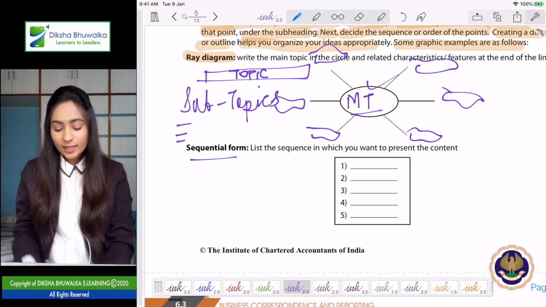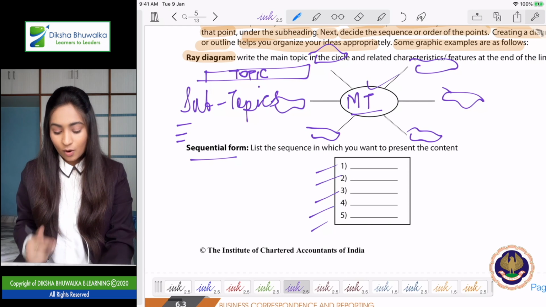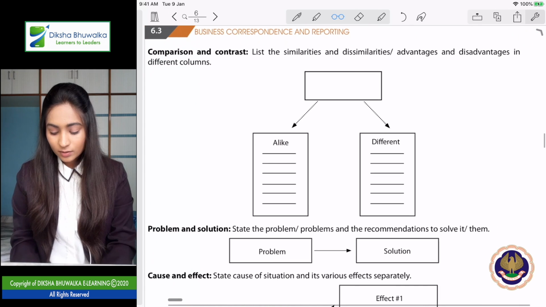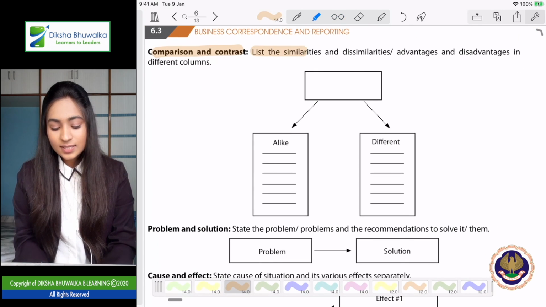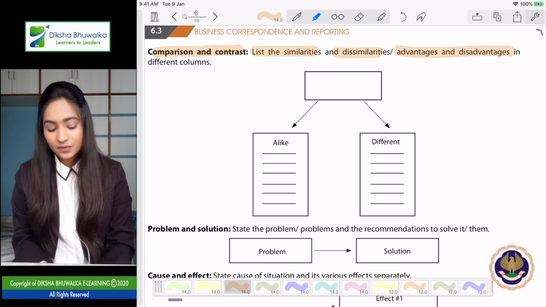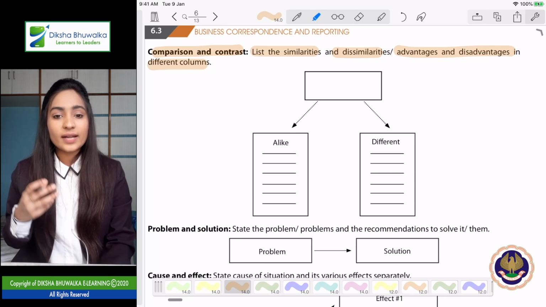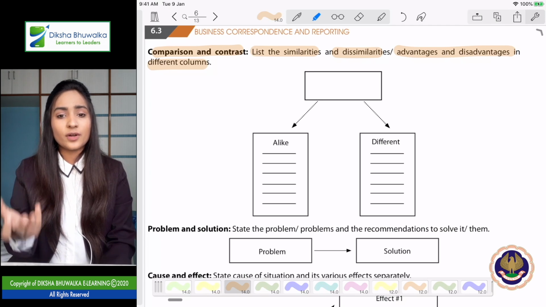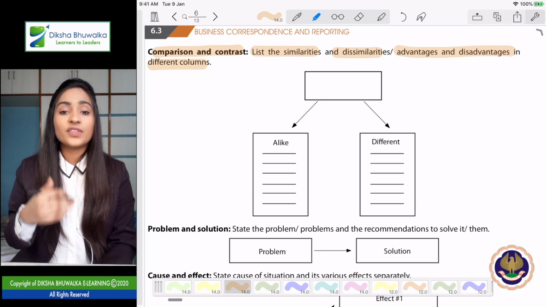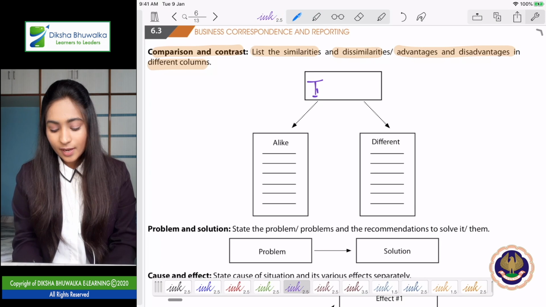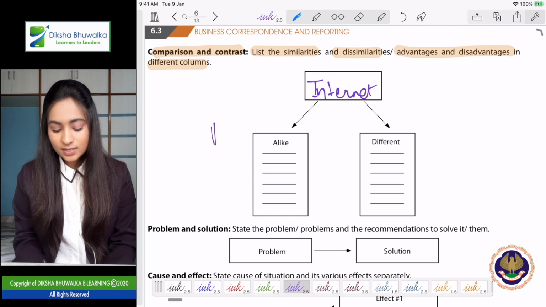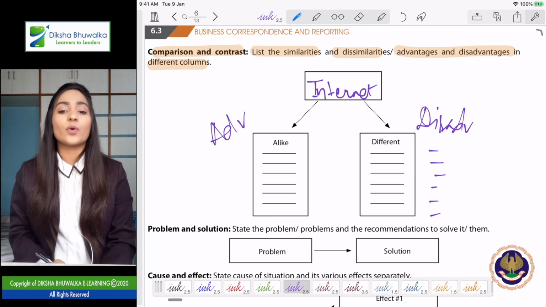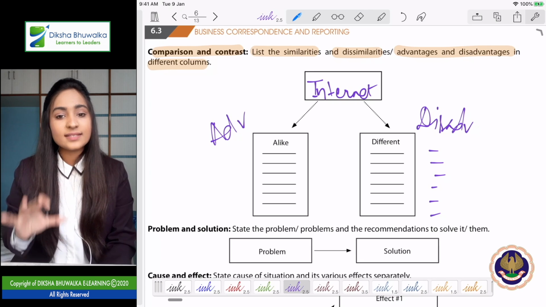Sequential form. You can also start listing down the points in the sequential form. List the sequence in which you want to present the content. Comparison and contrast: list the similarities and dissimilarities or advantages and disadvantages in different columns. Now, many a time you get such a topic on which you have to state the disadvantages and advantages. For example, if you're asked to state the disadvantages and advantages of the internet in the modern world, you will write internet as the main topic and you will start writing advantages in one column and disadvantages in one column. And just note down short phrases or points. You can just try to frame sentences and start writing.